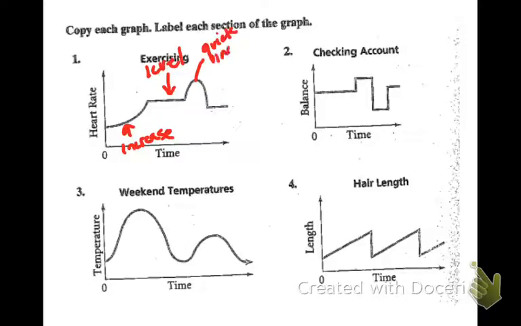So a quick increase, and then it slows down. Okay, that little curved section could be like an interval sprint or something like that. Then again, it levels off, so you're maintaining the heart rate.